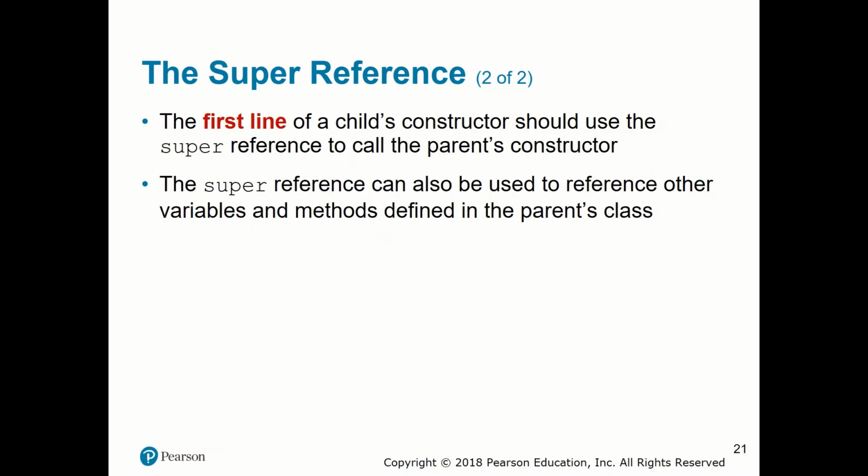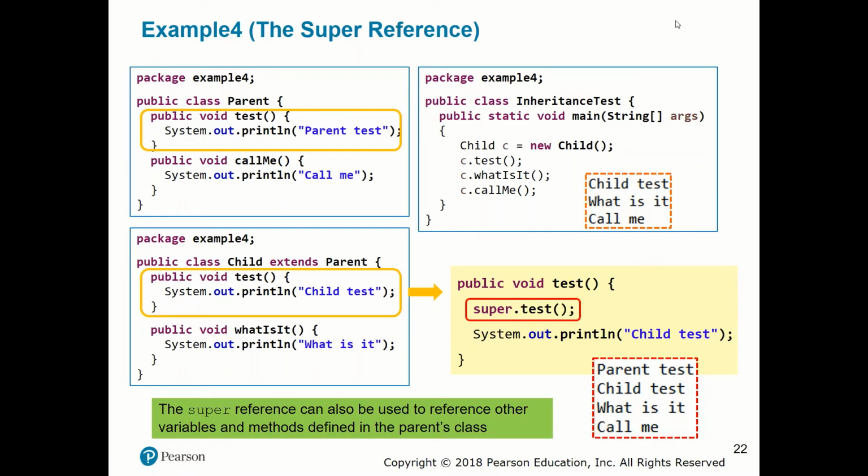The first line of a child's constructor should use the super reference to call the parent's constructor. So this is very similar with this constructor. The super reference can also be used to reference other variables and methods defined in the parent's class. I will explain super keyword using some examples. Let's take a look at this example.